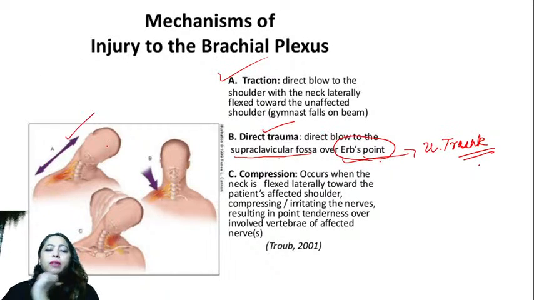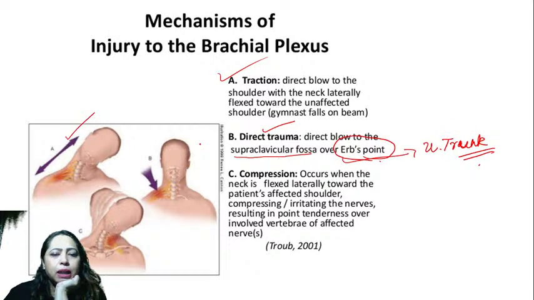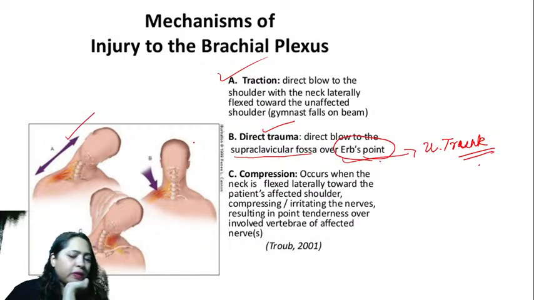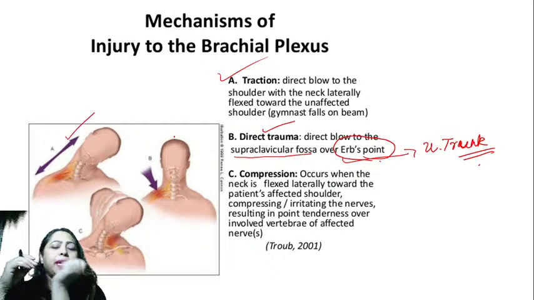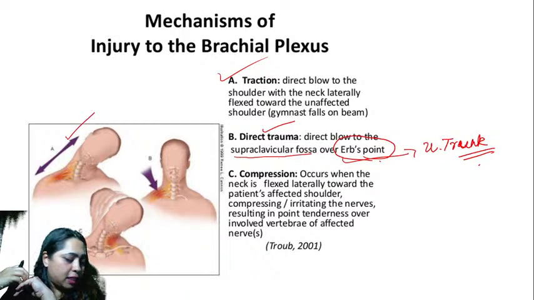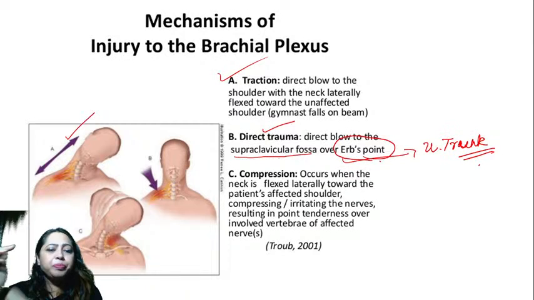Yes, Abhay, I'll tell you what is the mnemonic to learn. I think I gave the mnemonic in the first slide itself. Can you go to my previous yesterday's class on brachial plexus and see what is the mnemonic? I have discussed some mnemonics there as well.